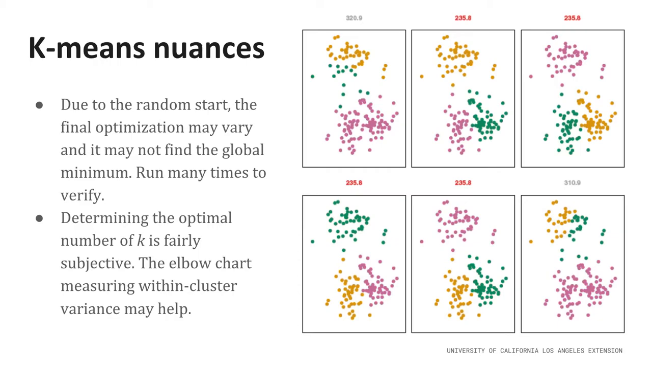So some of the things you have to be aware of is because you are randomly selecting how you initialize your algorithm, you might end up with different final cluster assignments. So you'll see on the right, you have 6 clustering results, and you'll see 4 of them look quite similar, right? And they all have 235.8 at the top, but the colors are different, right?